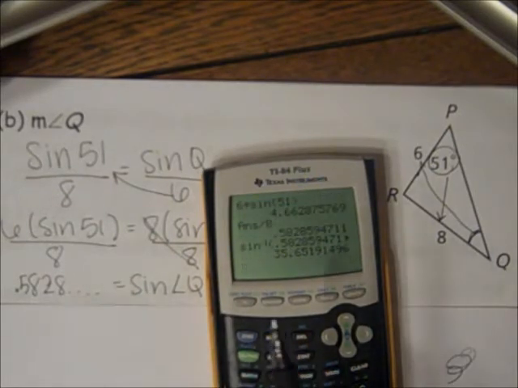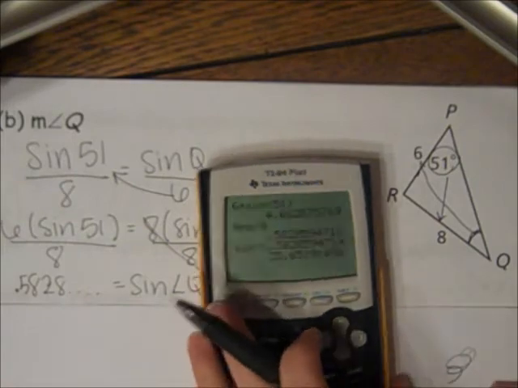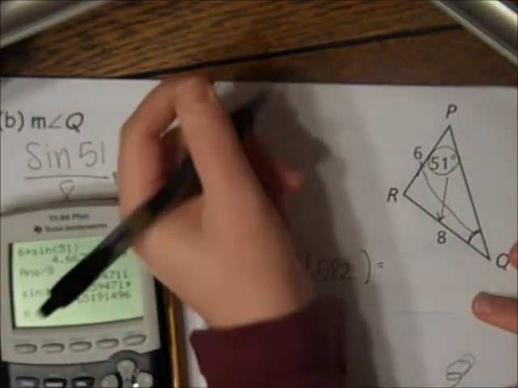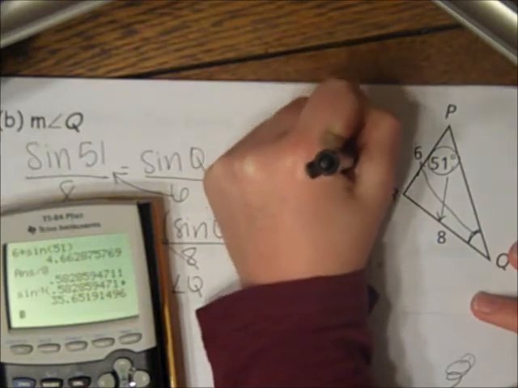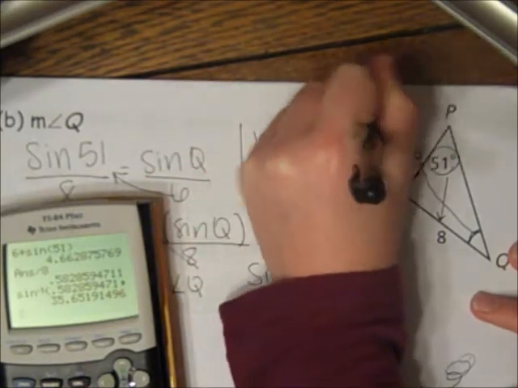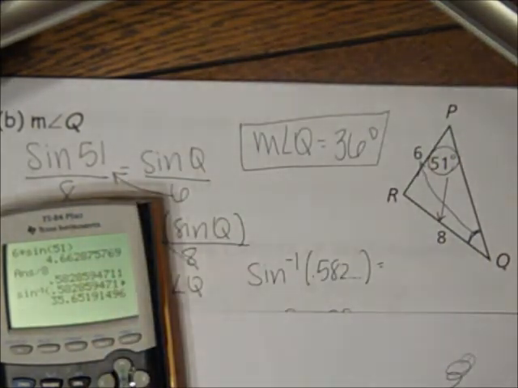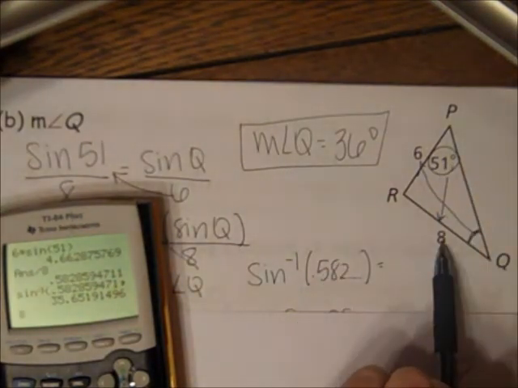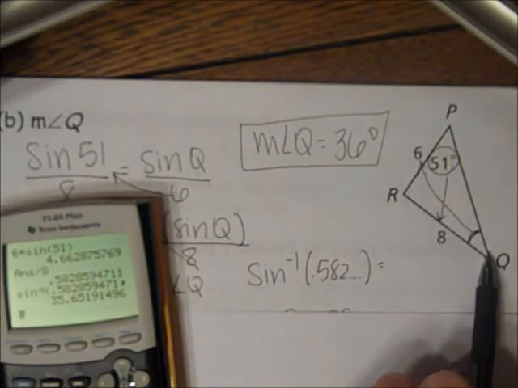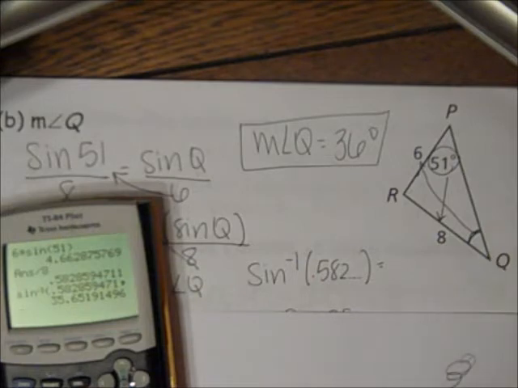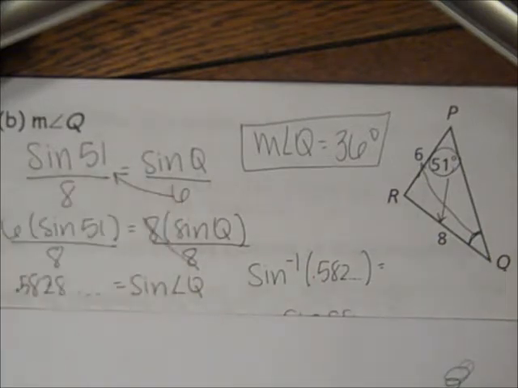So then I can type that in. My answer is that the measure of angle Q is 36 degrees. Okay, and that seems like a reasonable answer to me, because if 51 goes with 8, then the angle that goes with 6 should be slightly smaller than 51. So I know that that is good right there. Okay, pause here and try C by yourself.